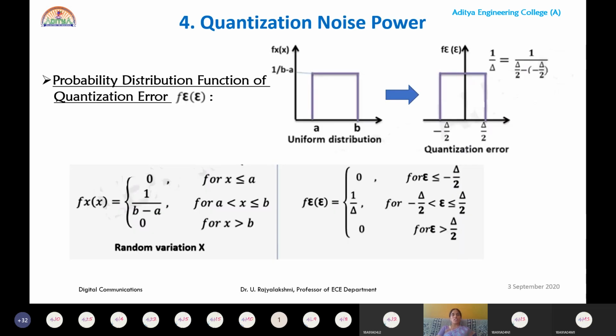And next what we did, we have calculated the probability distribution function for the quantization error. Okay, we are going to calculate the quantization error PDF, probability distribution function. And here we know that the error varies from minus delta by 2 to plus delta by 2, that we studied in the last slide. Okay, so because it is uniformly distributed from minus delta by 2 to delta by 2 with a magnitude of delta by 2, okay.